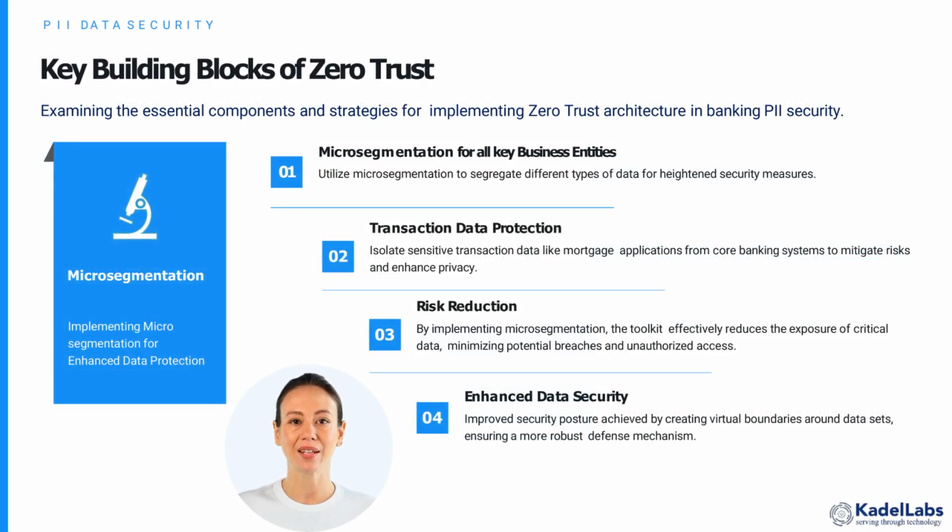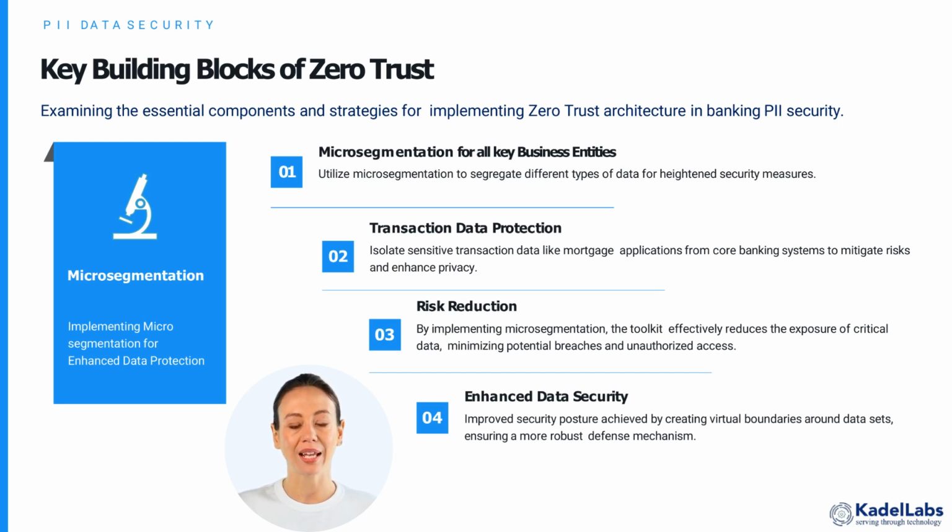Now, let's focus on the second key building block: micro-segmentation, and how it strengthens zero trust by limiting lateral movement within the network. This method plays a pivotal role in enhancing security by isolating different types of data, which creates tighter control over access and movement within the network. Microsegmentation allows us to segregate different types of data, creating isolated segments for heightened security. This ensures that critical business entities, such as customer data, transaction records, and internal systems, are protected from unauthorized access.